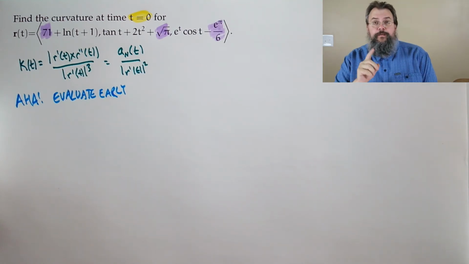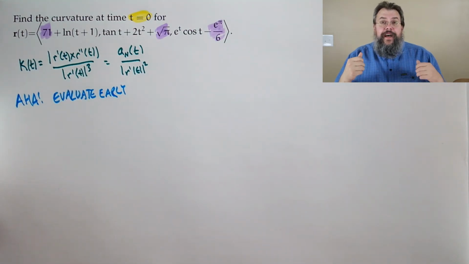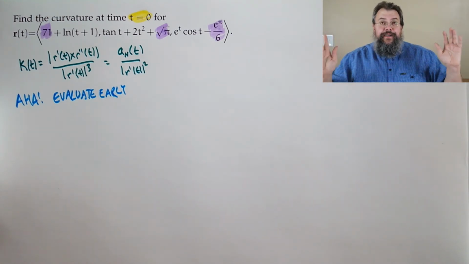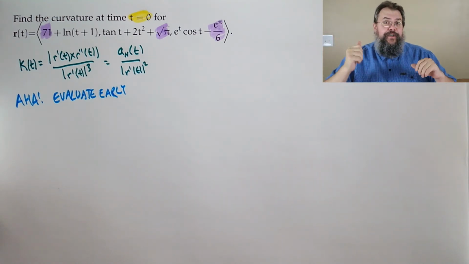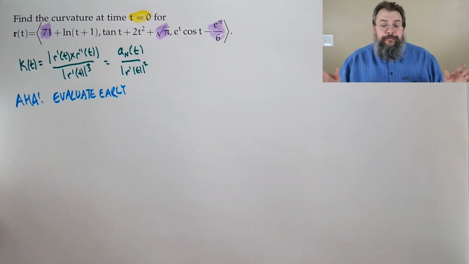If you look at the first option, the one with the cross product, you'll see, look, as soon as I know r prime and r double prime, I'm good to go. I can evaluate, and then everything else, the cross product, the magnitudes, all that can be done after I plug in 0. So that's good.